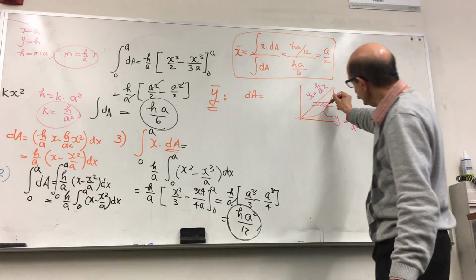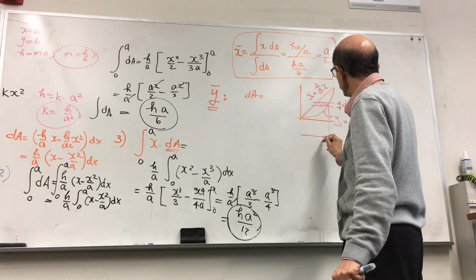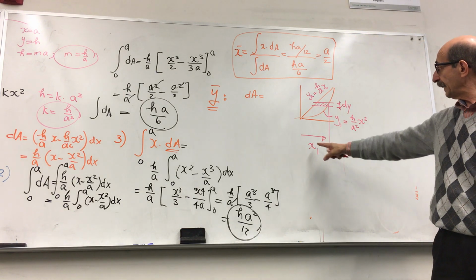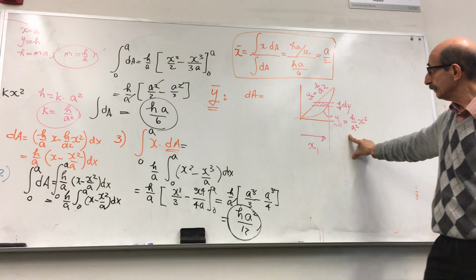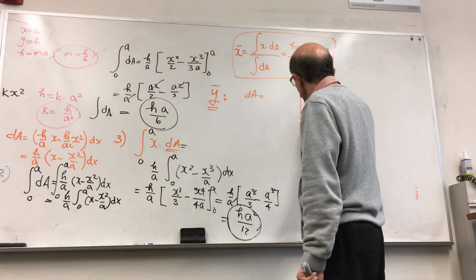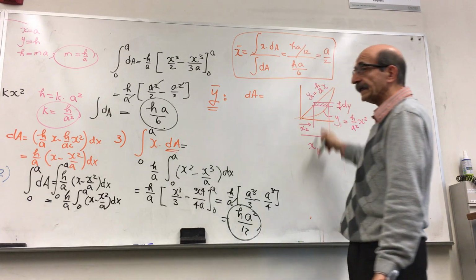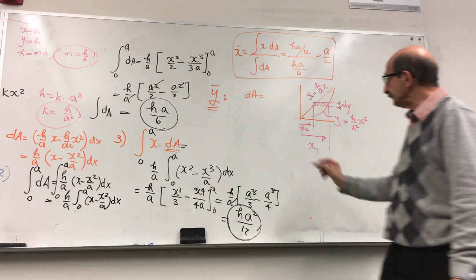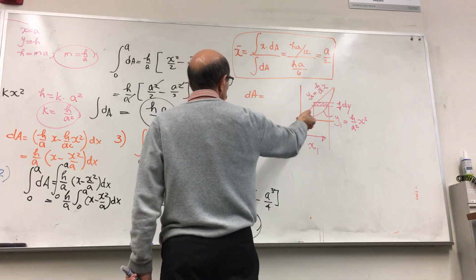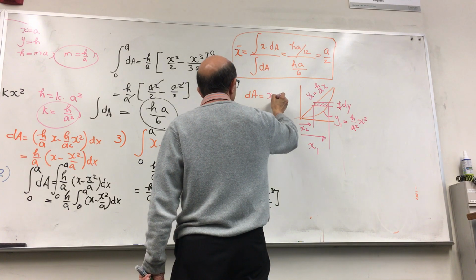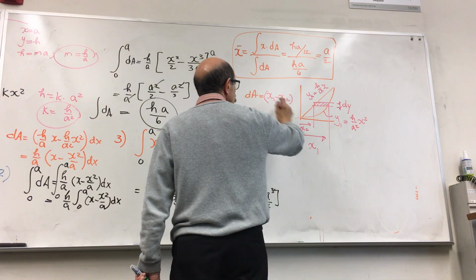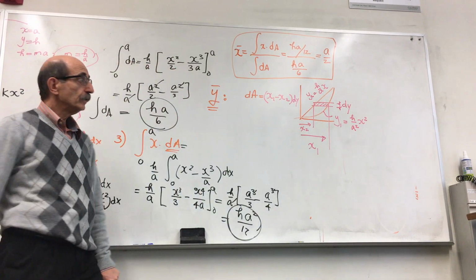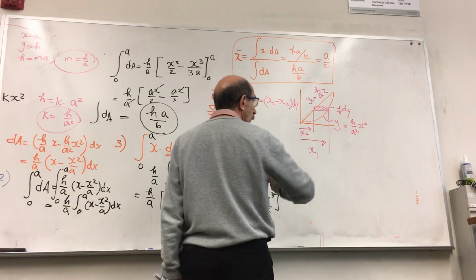But what are these? In other words, what is this distance? If I call that x1, it is the x that is evaluated from this function. And this is x2, the value of x at that point, evaluated from this function. So dA, in this case, would be x1 minus x2 times dy, the area of this rectangle.